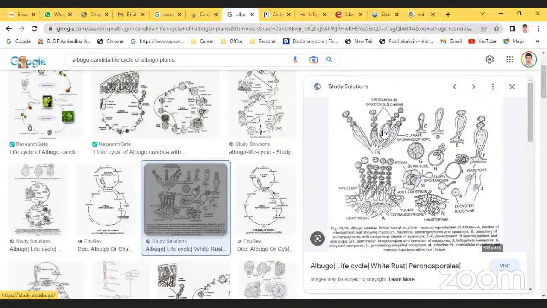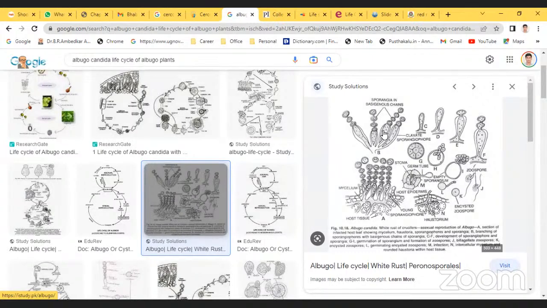Here in the sexual reproduction, the sexual organs are oogonium and antheridium. What is the female sex organ? Oogonium. What is the male sex organ? Antheridium. It is multinucleate, right? Finally, after the formation of the zygote, two flagella are there. With the help of flagella they swim for some time and infect the susceptible host.